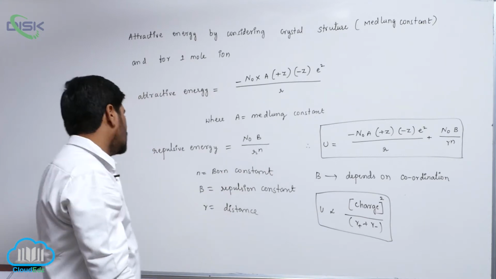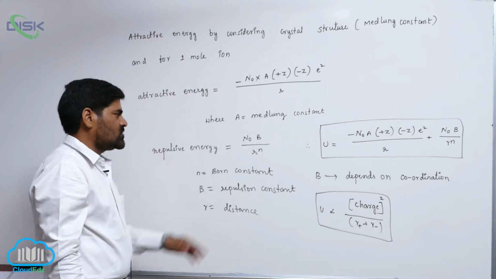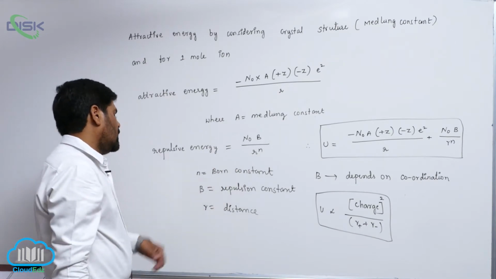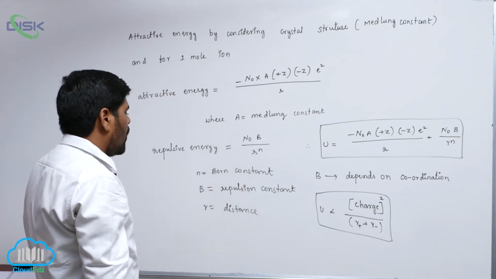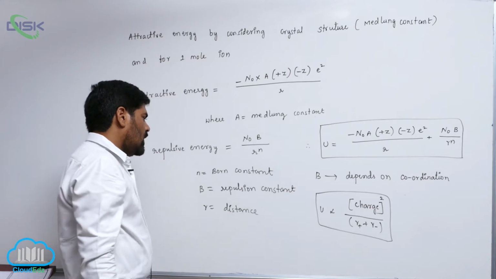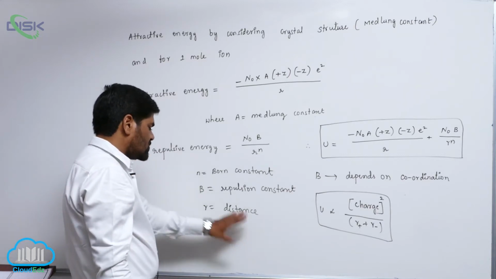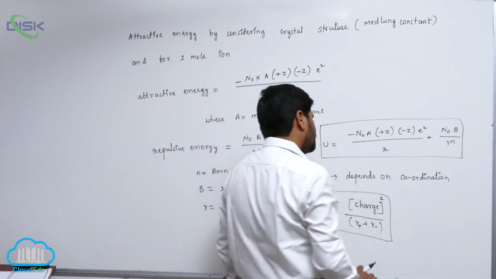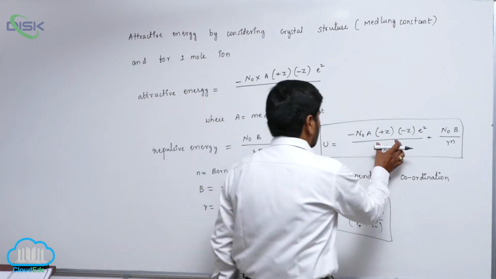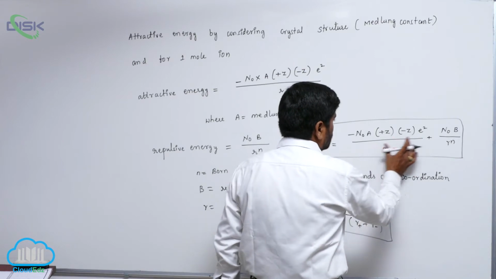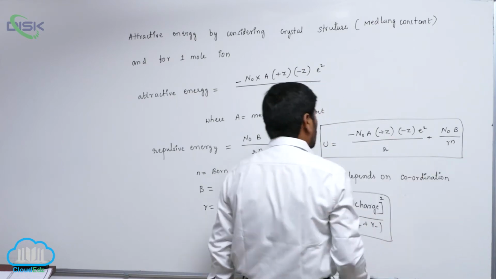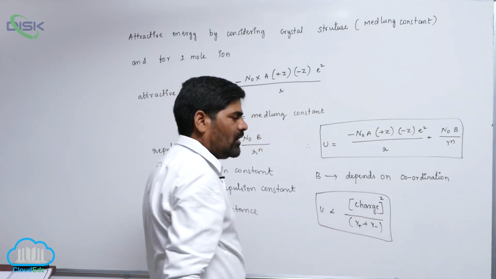Then the repulsive energy equals N0 into B by R to the n, where n equals the Born constant, B equals the repulsion constant, and R equals the distance. Therefore U equals the attractive energy plus the repulsive energy. The summation of these two always gives the lattice energy.